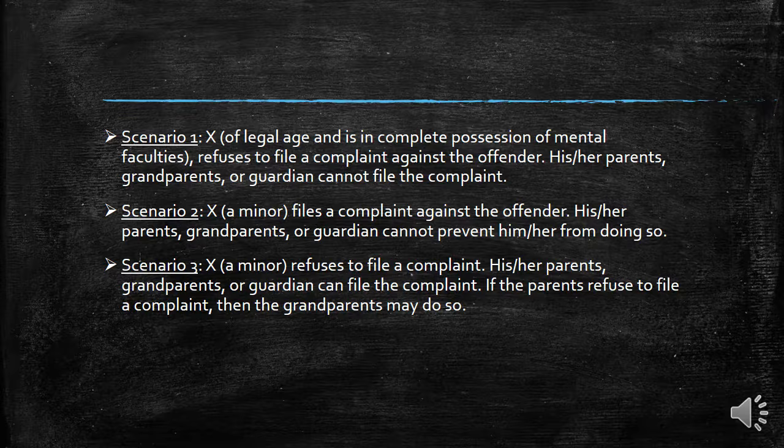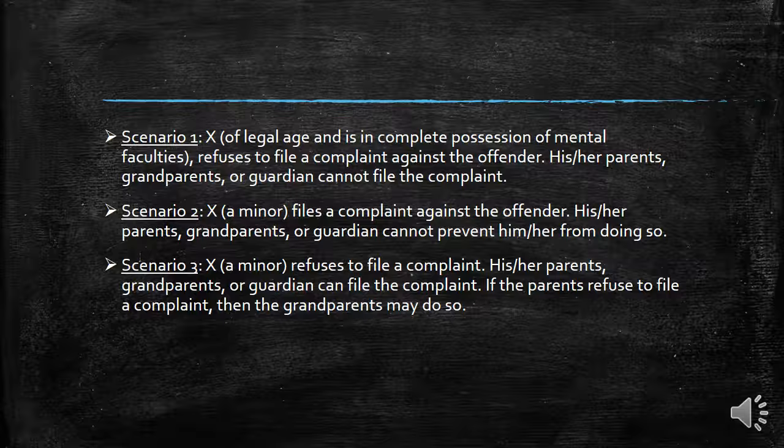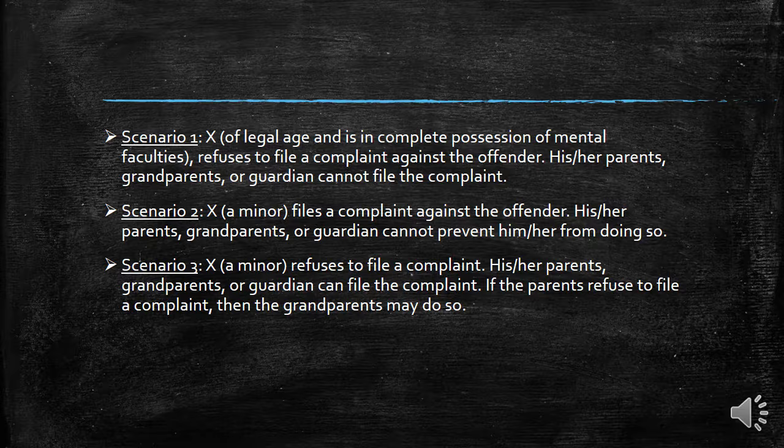Scenario number 3. X here, who is a minor, refuses to file the complaint. So, it is the opposite of scenario number 2. Can X's parents or grandparents or guardian, in the order mentioned, override the decision of the minor? The answer is yes. His or her parents, grandparents, or guardian can file the complaint. Now, if the parents refuse to file a complaint, then the grandparents may do so, and so on and so forth. If the grandparents refuse to file a complaint, then the guardian may file the complaint.